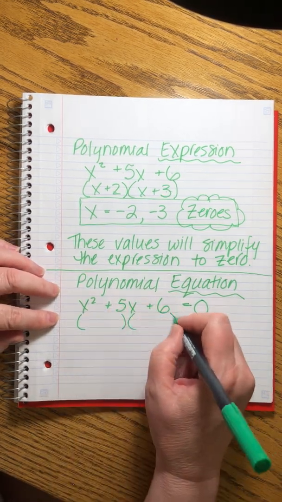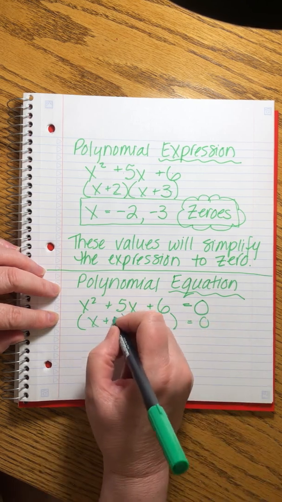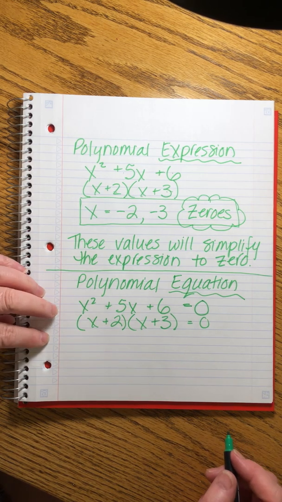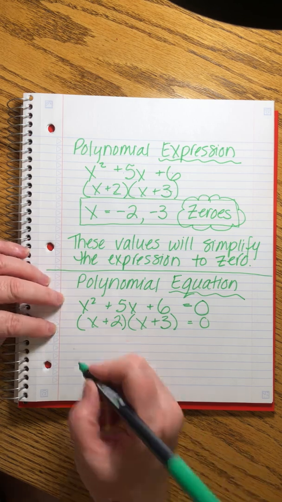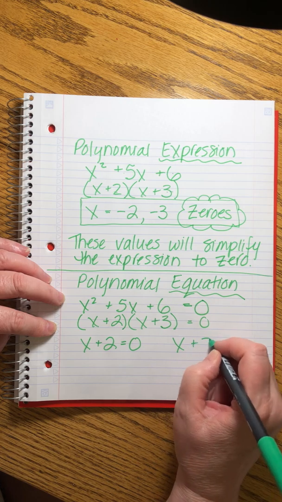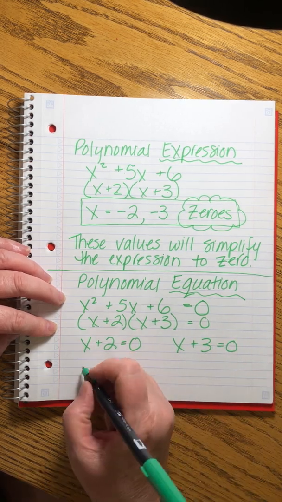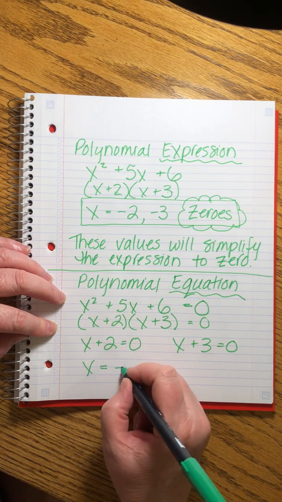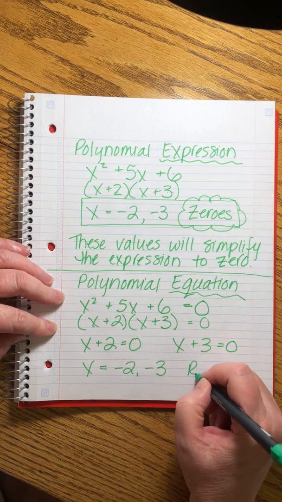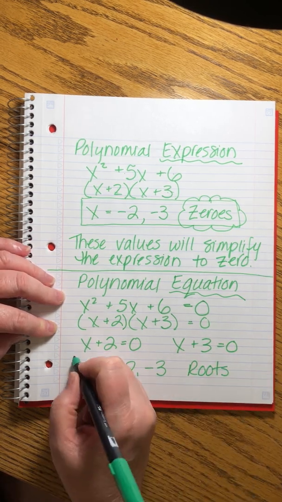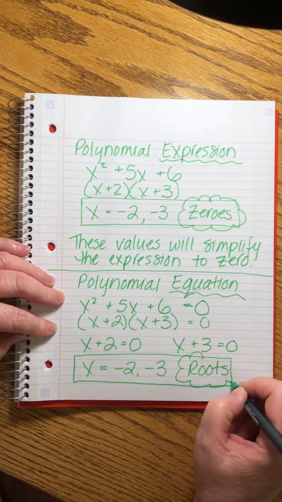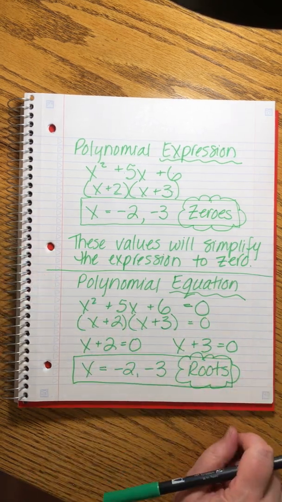We can still factor it. X plus 2, x plus 3. But this time we can actually solve it, right? Because we know using the zero product theorem that either x plus 2 will equal 0 or x plus 3 will equal 0. And then we can solve each of those and say x equals negative 2 or negative 3. And we call these the roots. Okay? That means they are the answers. These are the values that will allow us to solve this equation.